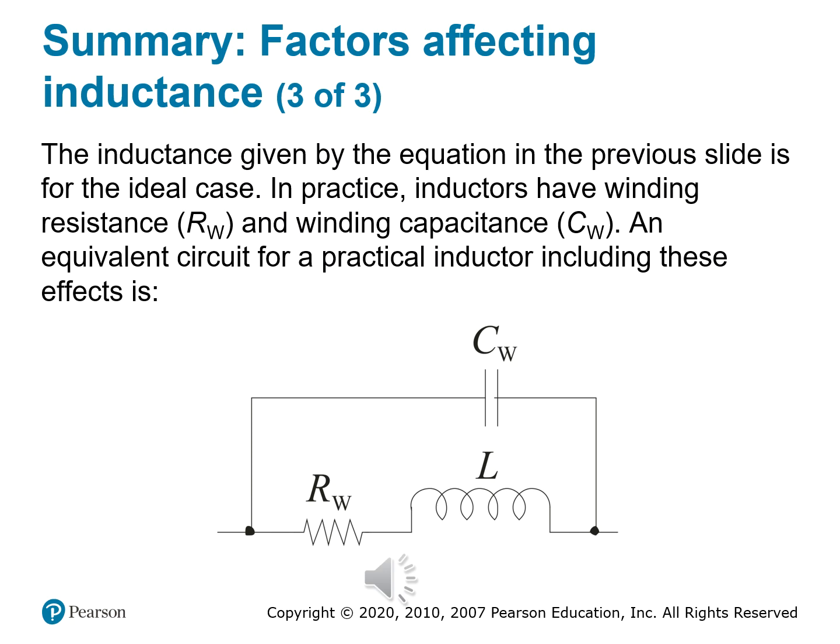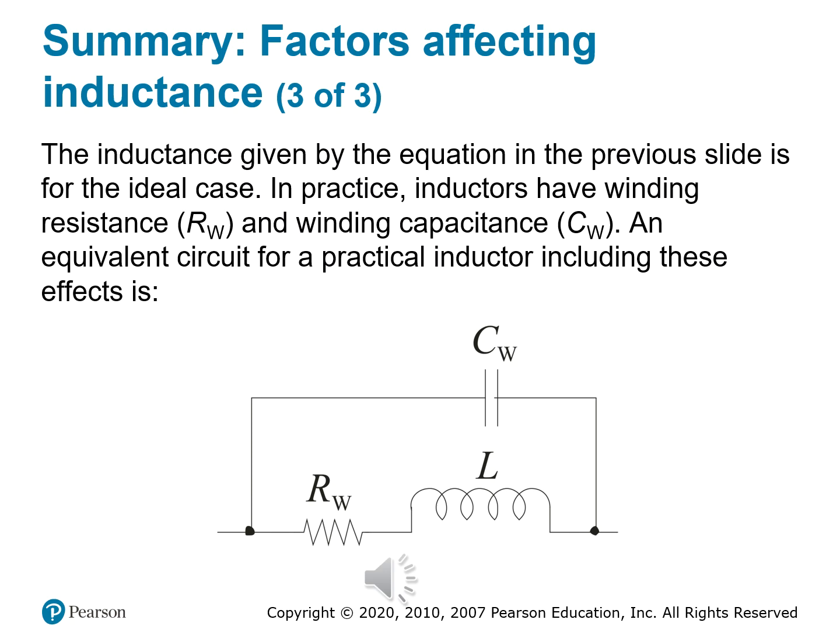So let's look at the practical equivalent shown here. You've got your ideal inductance L in series with R sub W, the winding resistance, which models the resistance of the wire itself. In parallel, we add C sub W, representing the interturn capacitance that builds up between layers of the coil.